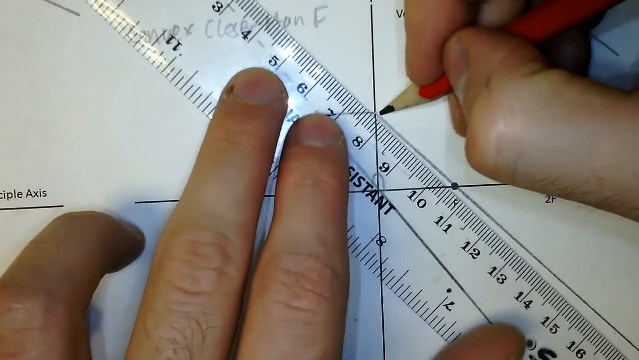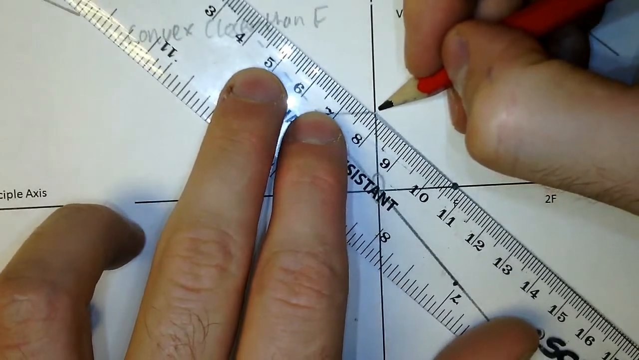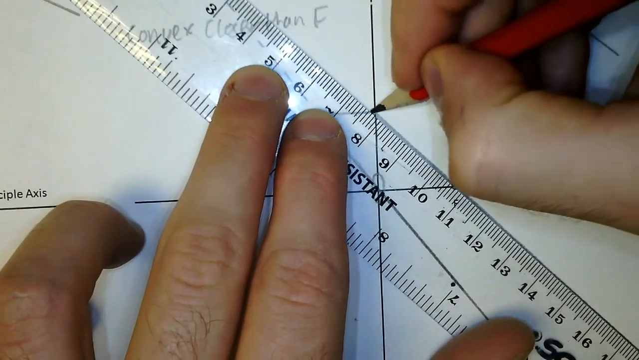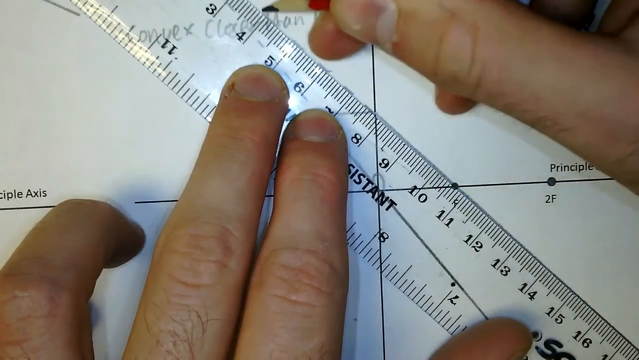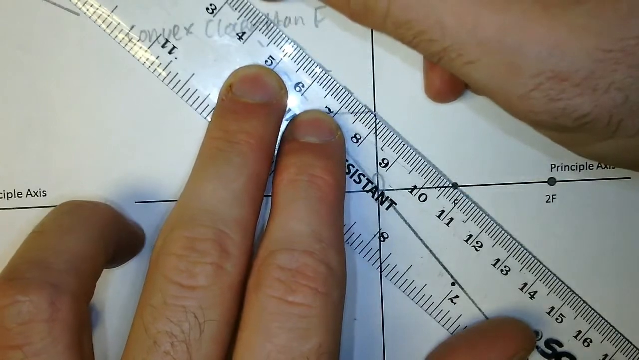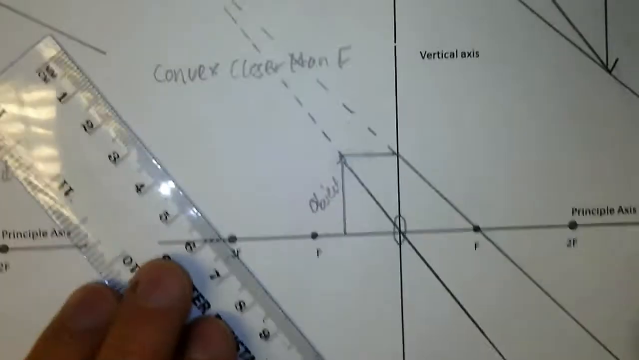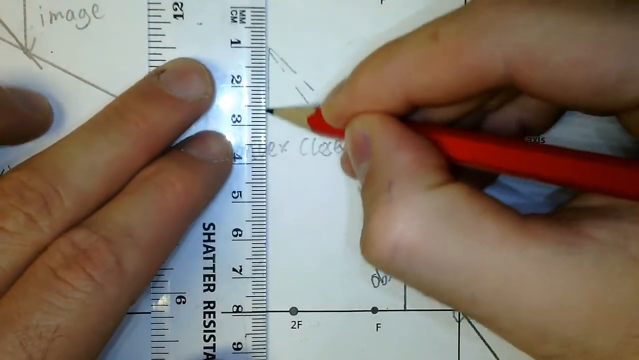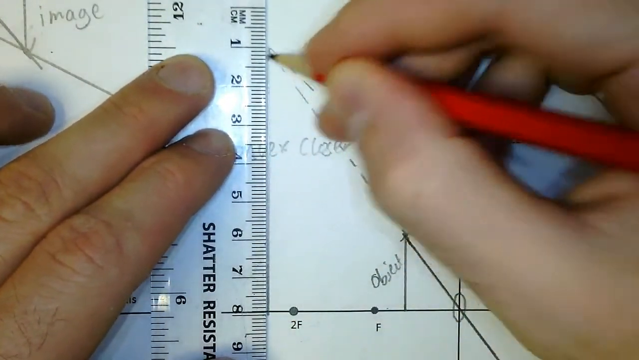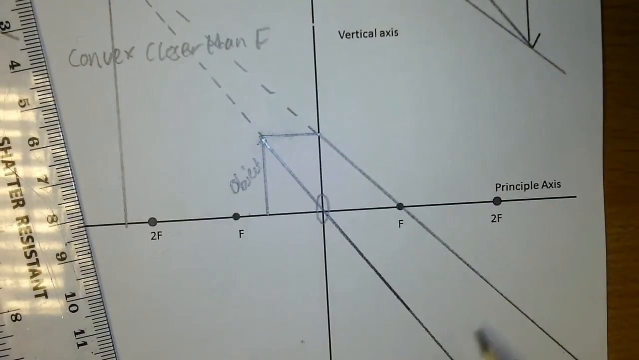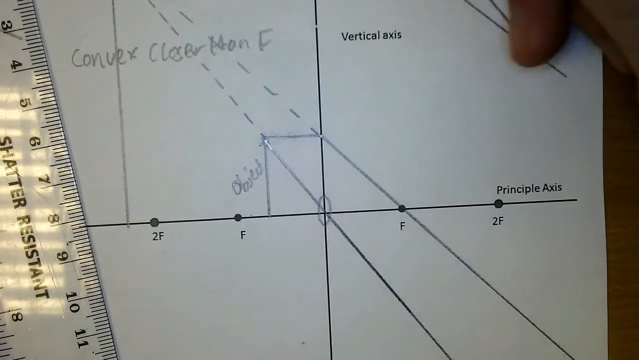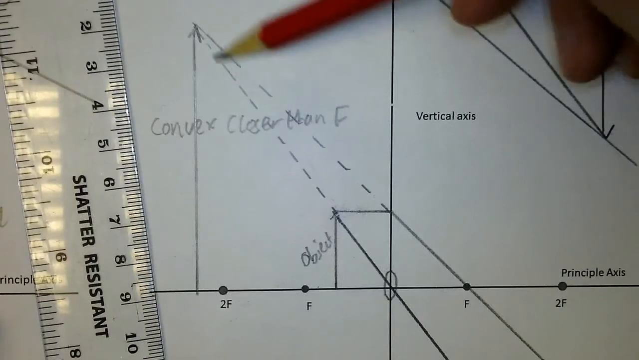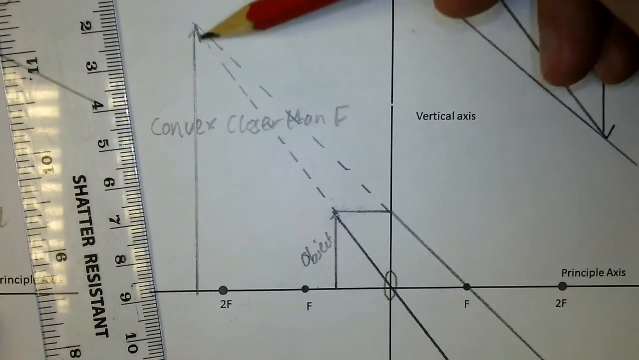This might end up quite big. And we'll see where they end up meeting. So they end up meeting over here. So my image is produced here. Because I can't join these two lines together, I follow them back and see where they would meet if they were a virtual image produced.